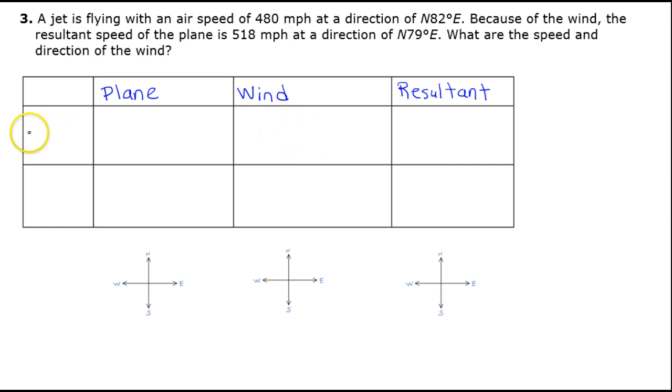Now the first row is to record the magnitude and direction of each vector. The second row is to record the component form x comma y for each vector. So let's start by recording the magnitude and direction for each vector that we know. A plane is flying with an airspeed of 480 miles per hour. That's the magnitude, 480 miles per hour. Now the direction is north 82 degrees east.